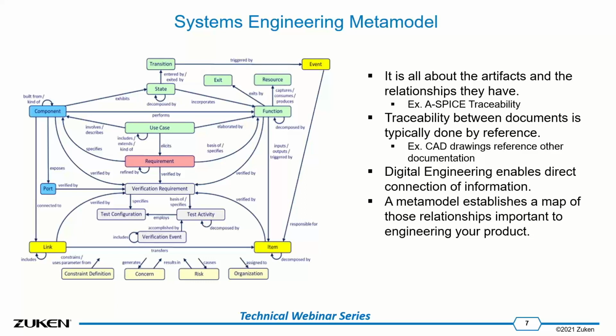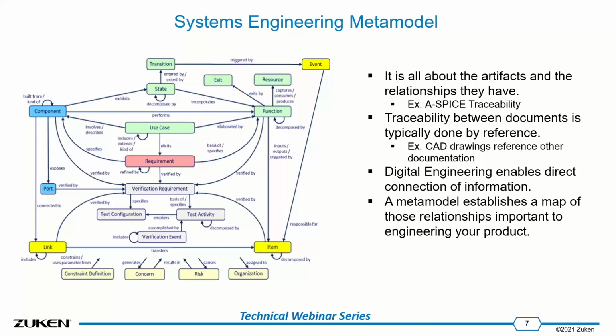In today's traditional world, this has been done in a document-centric way. An example of that would be CAD drawings having references to other specifications on them. You might do this as two disconnected Excel spreadsheets that have hyperlinks that connect columns between them. Or maybe they're not hyperlinks, they're just reference IDs from one spreadsheet to another.